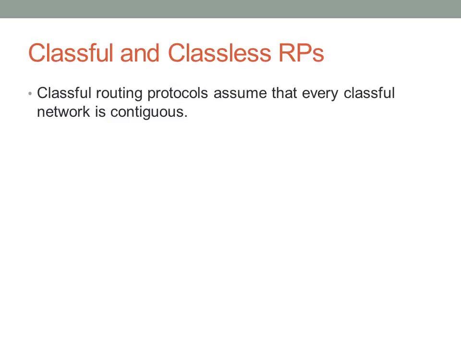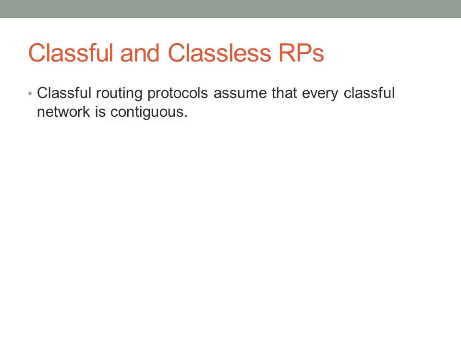So for example, let's say I have a router and I've configured on that router 10.1.0.0/16. That is a subnet of 10.0.0.0/8. What classful routing protocols will assume is that if a router knows about one network that is the 10 network, it will know about all networks that are the 10 network. So if a router is configured with RIP next to this other router, it will assume that the router that knows about 10.1 also knows about 10.2 and 10.3 and so on.